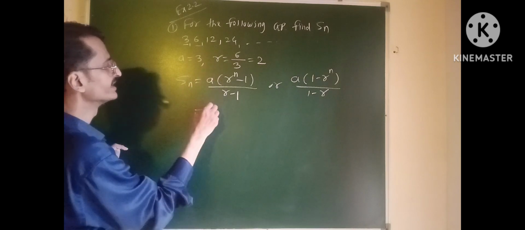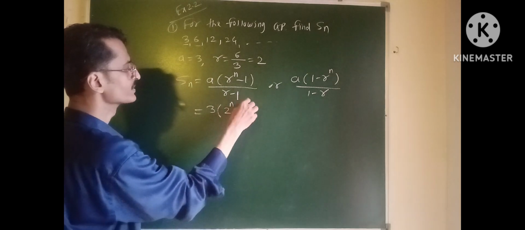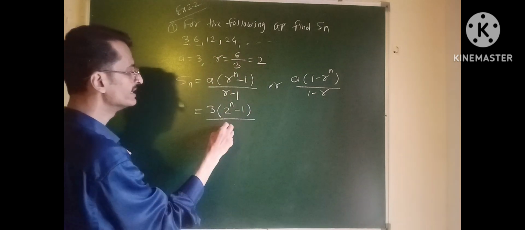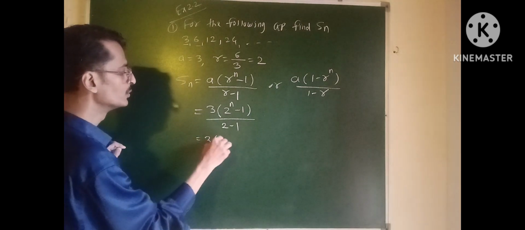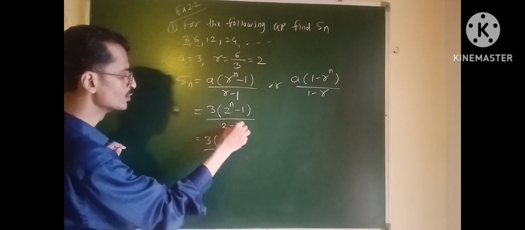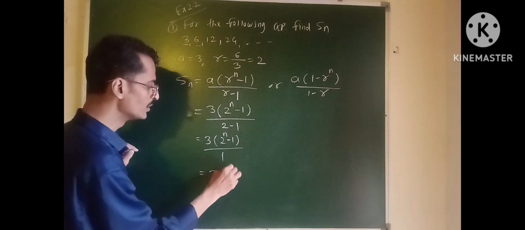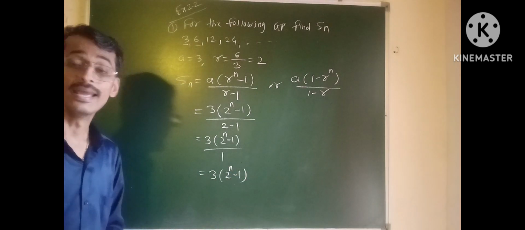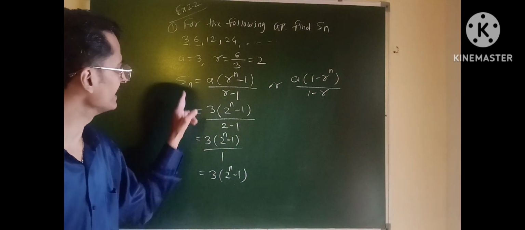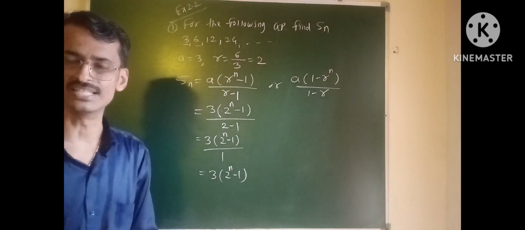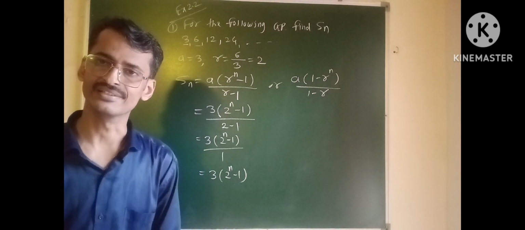So here A is 3, R is 2, raised to n minus 1 upon R minus 1, that is 2 minus 1. So this is 3 into 2 raised to n minus 1 upon 2 minus 1, that is 1. So no need to write the base 1. This is 3 into 2 raised to n minus 1. If suppose we want the sum of the first 10 terms, that means S10, then put n equal to 10 and find the answer. But as here we want Sn, we don't know n, so this is our answer.